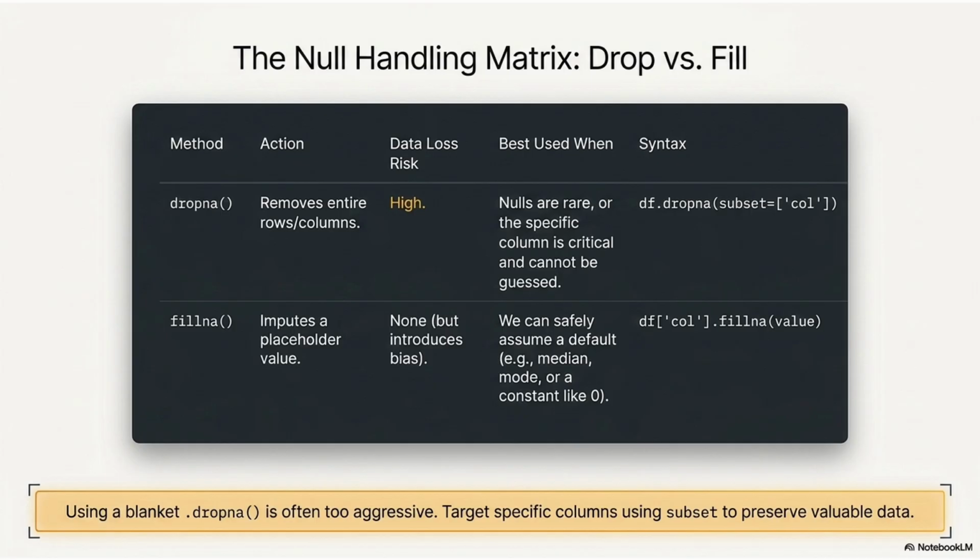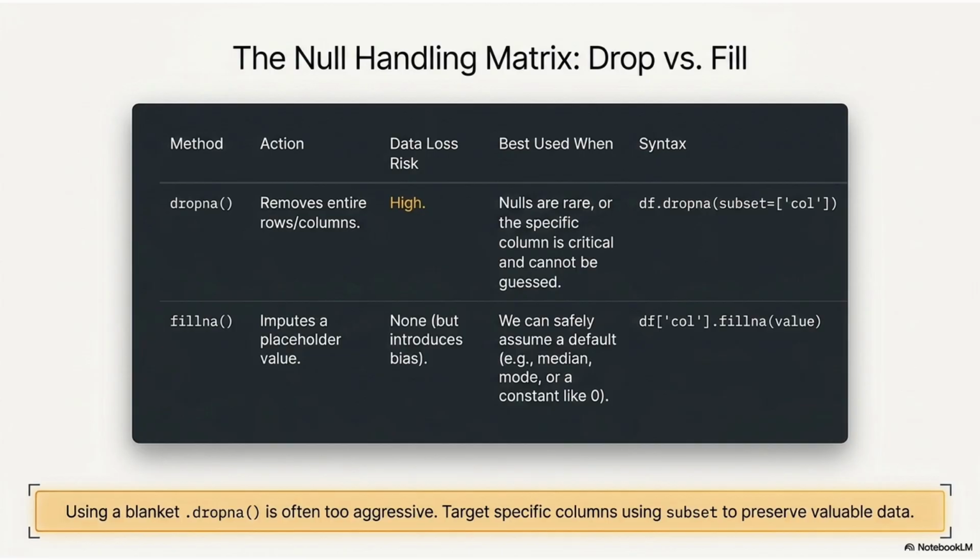The null handling matrix defines the 2 options for dealing with the missing data. Drop or fill, and gives you the precise rule for choosing between them. Dropna removes entire rows or columns containing nulls. Data loss risk is high. Best used when the nulls are rare and the specific column is critical and cannot be imputed. Syntax, df.dropna(subset=[list of column names]). Target specific columns to avoid removing rows with nulls in irrelevant columns.